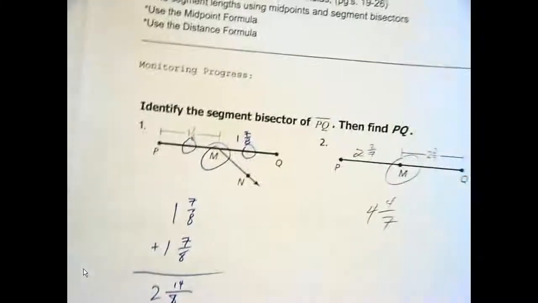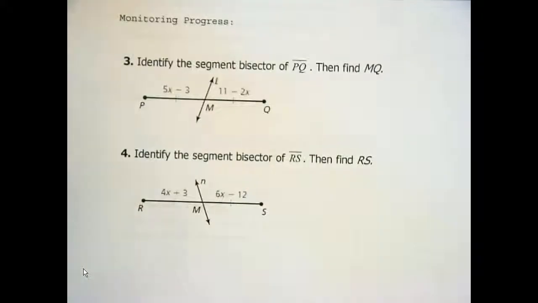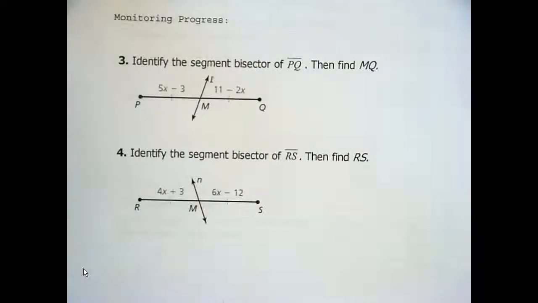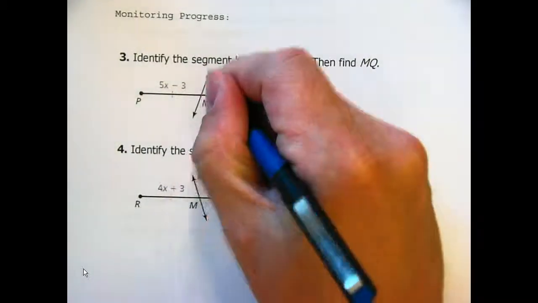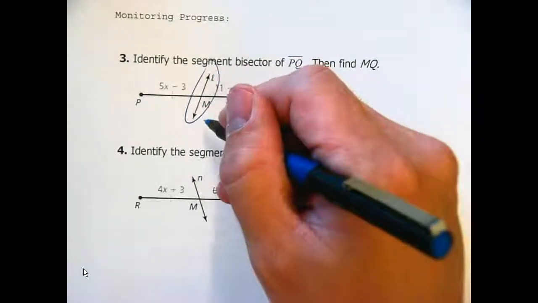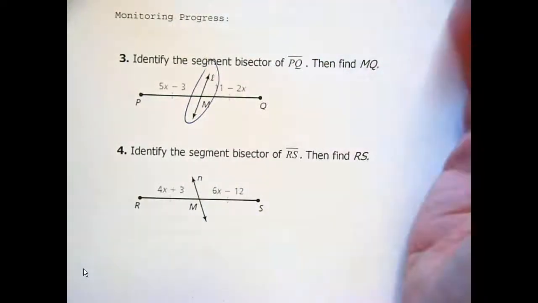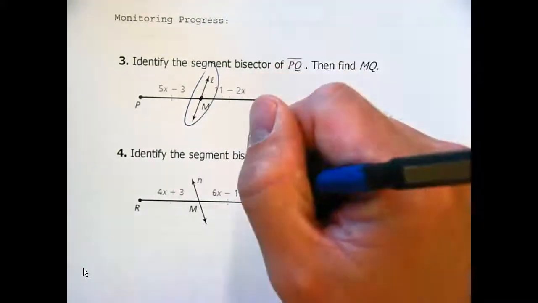We're going to make it progressively more difficult. Ready? Here we go. Number 3. Give it a go. Work with your groupies. Okay, here we go. Identify the segment bisector of PQ, then find MQ. What is the segment bisector? M is. Actually, line L, right? Line L is your actual segment bisector. Point M is where it bisects.